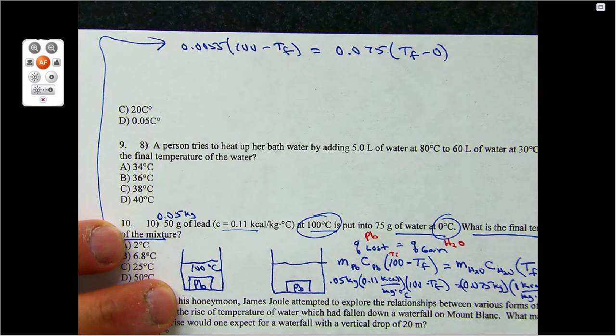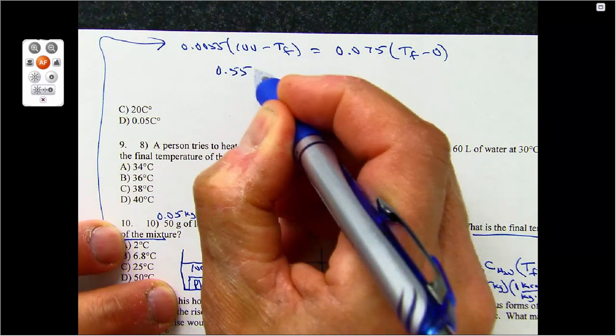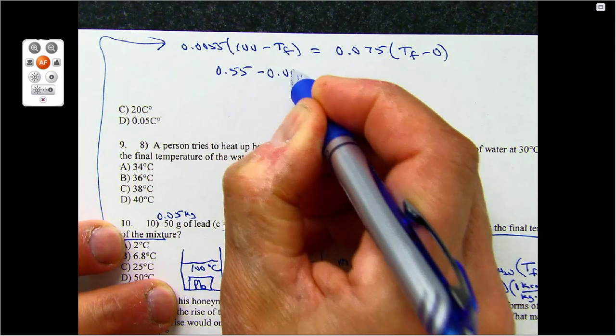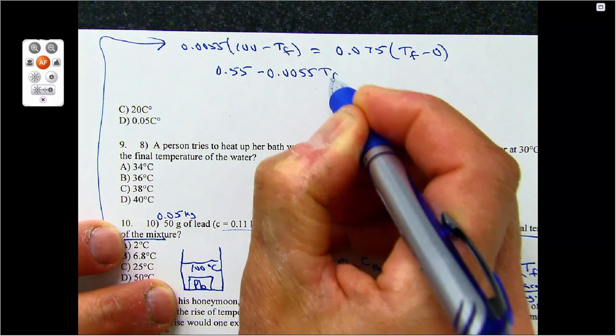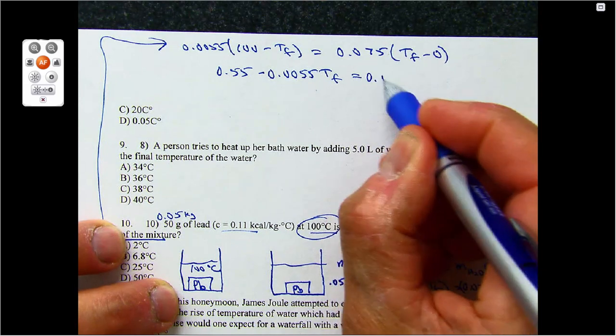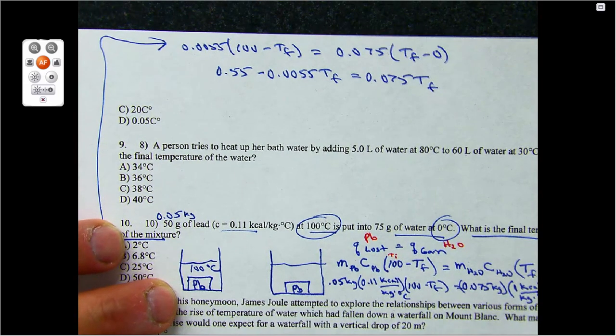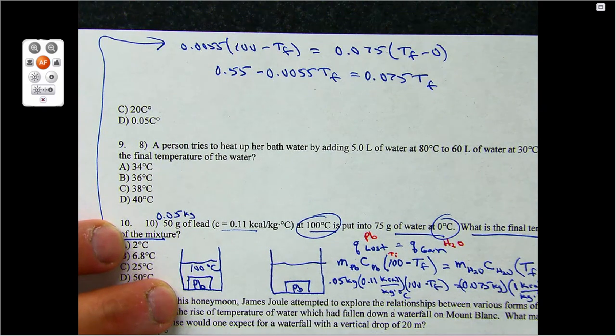0.0055. Yep. So this is going to be 0.55 minus 0.0055 T final equals 0.075 T final, right? That looks good.